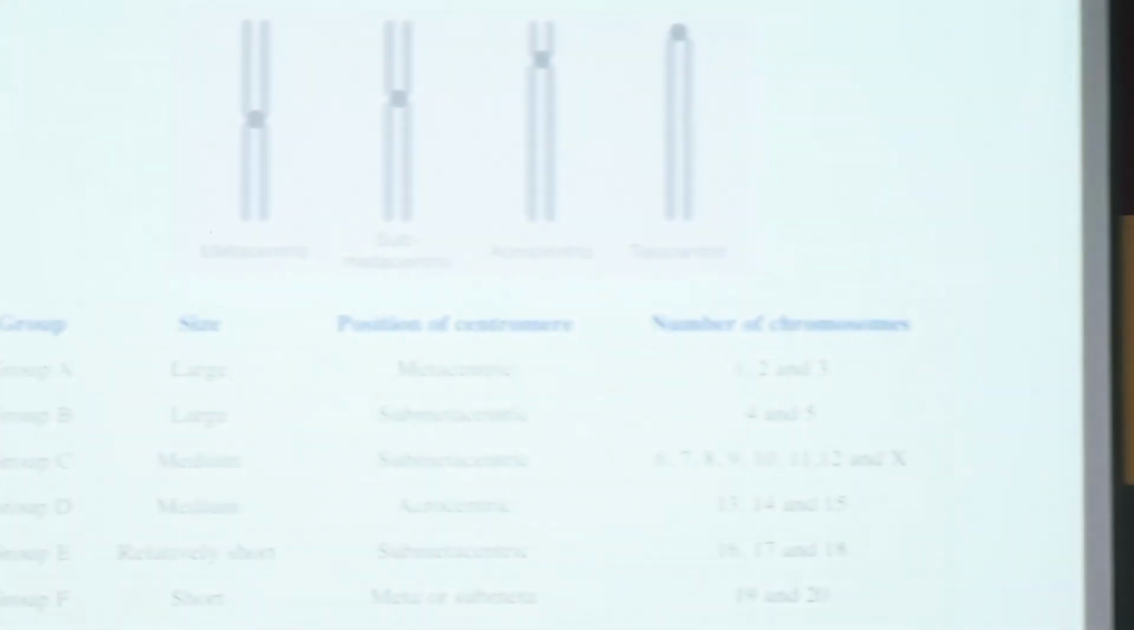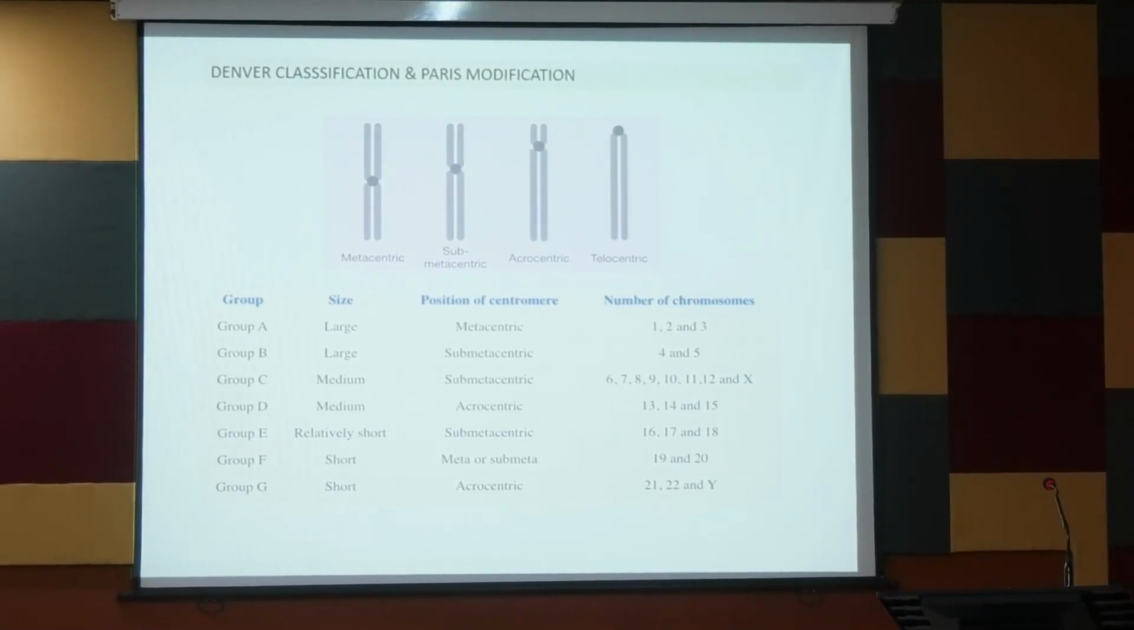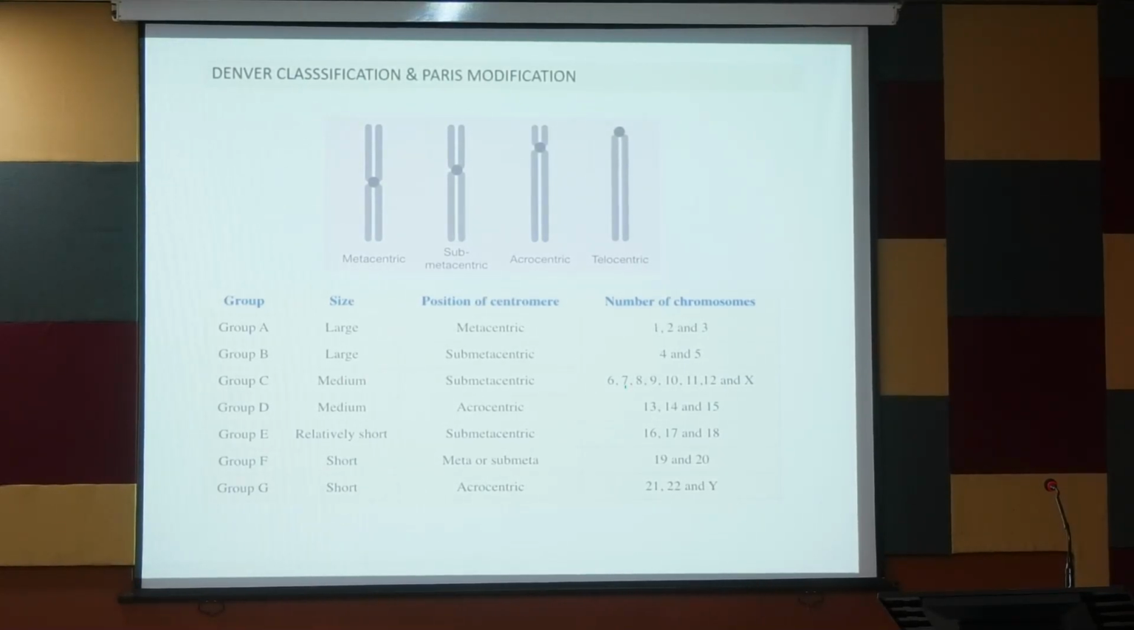We call it the Denver classification. In 1969, science people came together in the American city of Denver, for a congress. They broadly classified the chromosomes based on length and the position of the centromere. These groups do not have any gross names, but they grouped them as group A, group B, group C, group D till group G.